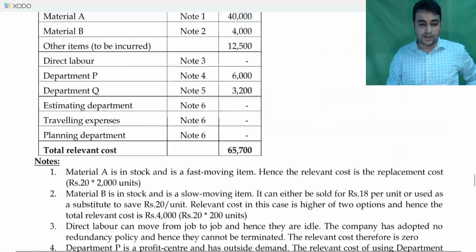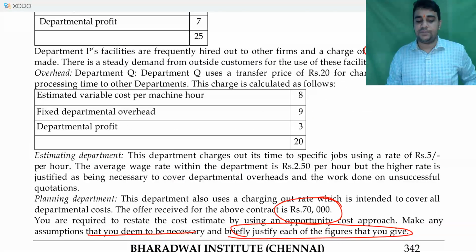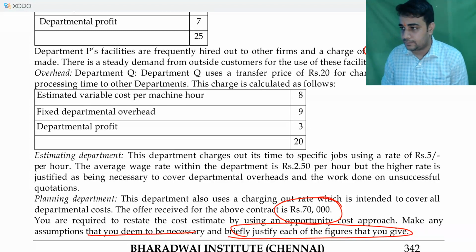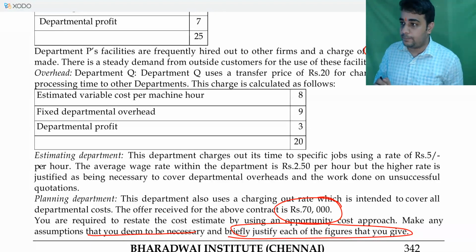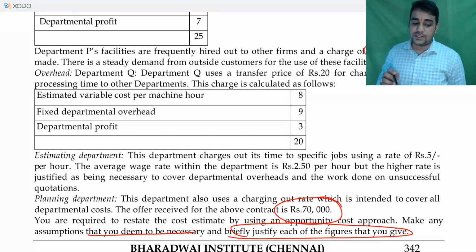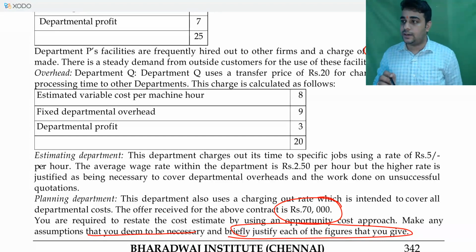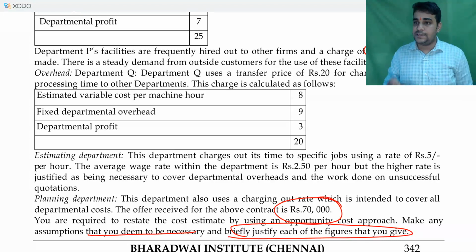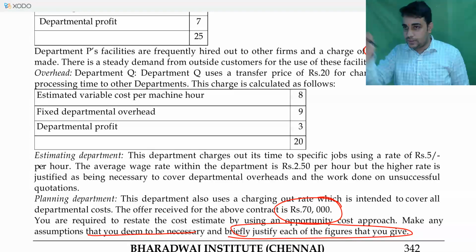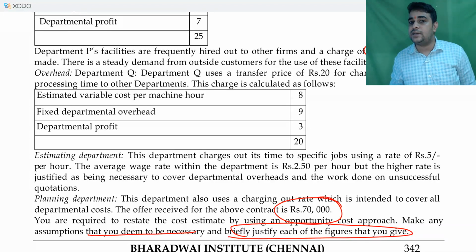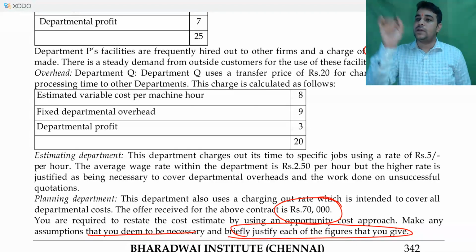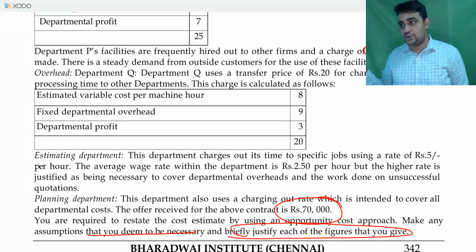If it's not a sunk cost, it's 2.5 per hour. It is the average wage rate within the department. But higher rate is why? It's not to someone outside the company, no. The department charges outside time to specific jobs using a rate of 5 per hour. The estimation department would do the estimation within the company. It's not going to do estimation for an external customer, no. So it doesn't have any outside demand. So captive consumption has no outside demand. Scenario is no outside demand.